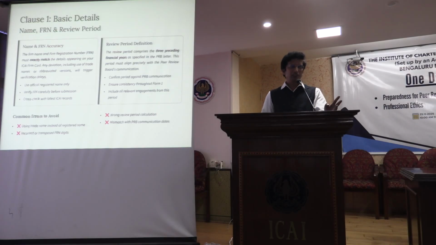So the initial slides are more basics. I'll try to cover it faster. First one is your basic details: the name, FRN and review period. Simple, ICA records are your source document for this. Whatever you have as your SSP, the firm SSP document, download it. Anyway, that copy has to be given to the PU.